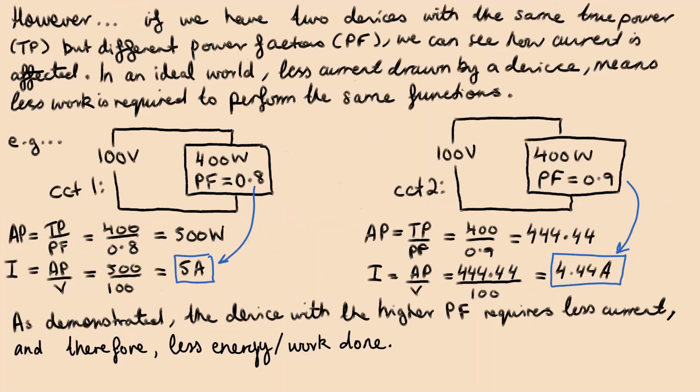Unlike the previous scenario, this example shows two circuits with the same true power and energy source, but different power factors. In this case, circuit 2 with the higher power factor runs more efficiently with less current required.